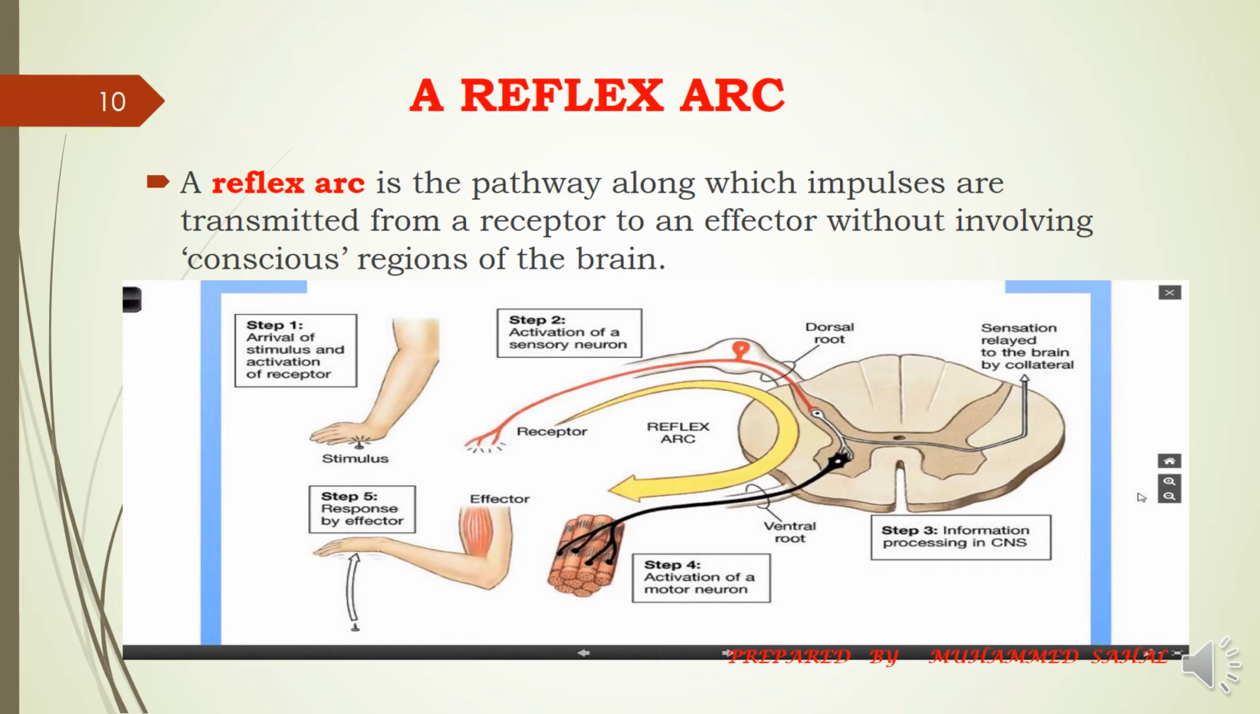There are 5 steps. Step 1, arrival of stimulus and activation of receptor. Look at this diagram. A nail touches your palm. Step 2, activation of a sensory neuron. Step 3, this information is processed in the central nervous system. Step 4, activation of a motor neuron, and the impulses will be carried by the motor neuron, then the response by the effector. That means withdrawal of your hand.